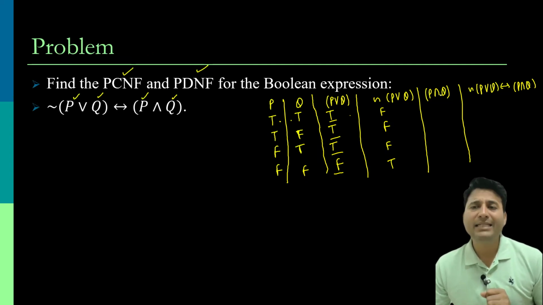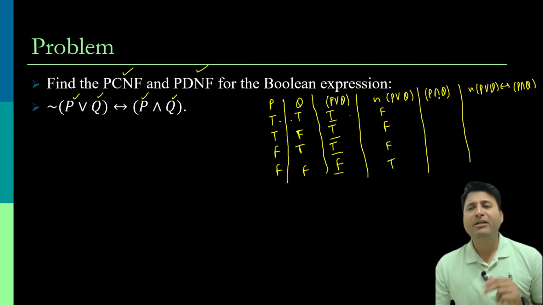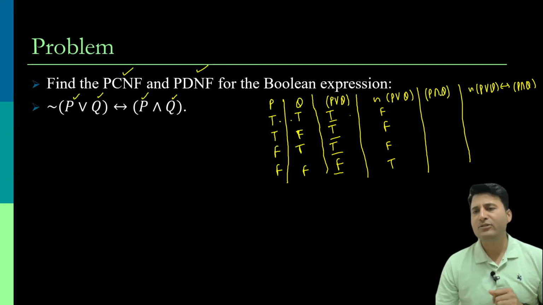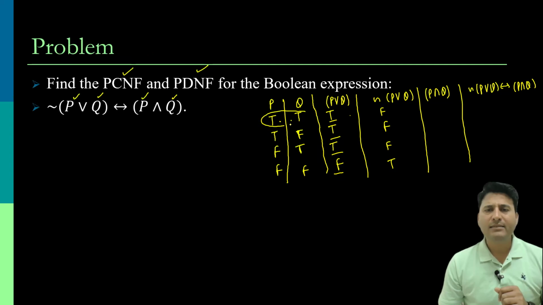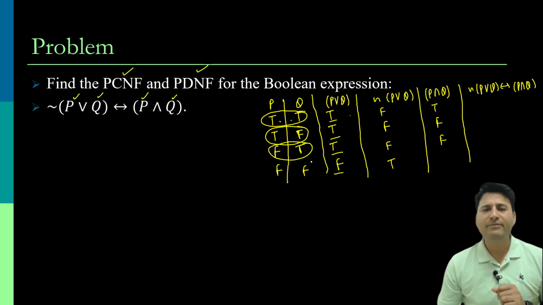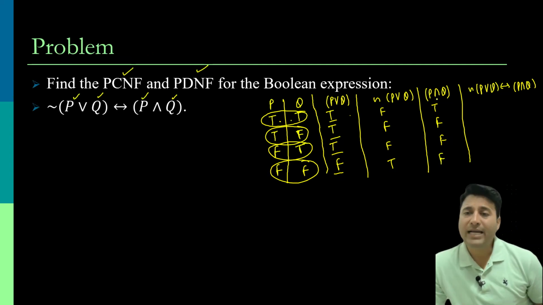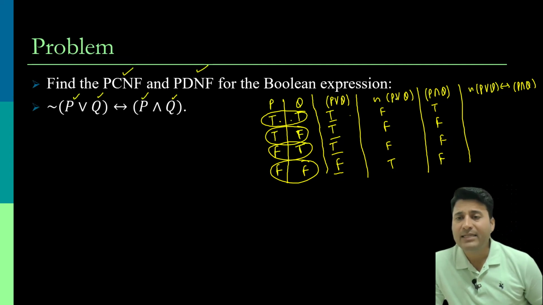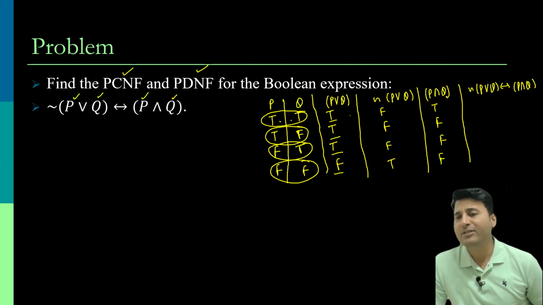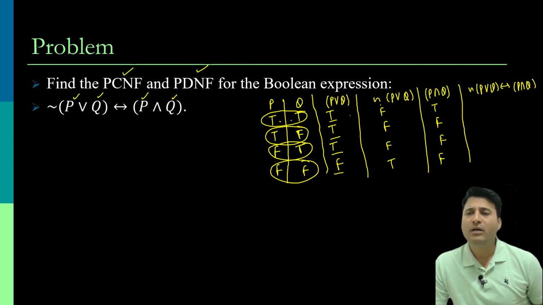Now I need P and Q. For the AND connective, it will be T only if all the inputs are T. So for P and Q, the first row has both T, so it will be T. The next ones are not of the same nature, so it will be F. Again not of the same nature, so it will be F. And when all of them are F, it will be F. So I get negation of P or Q, and P and Q. Now we are supposed to merge these two by the biconditional.